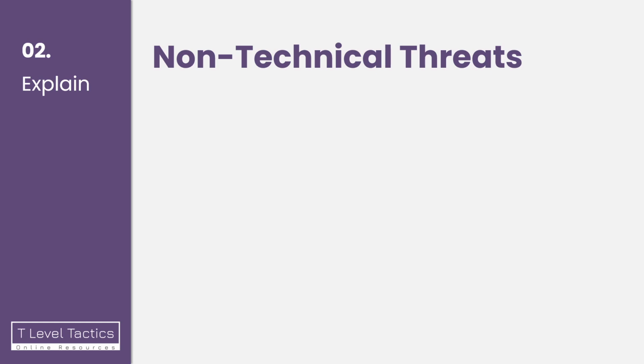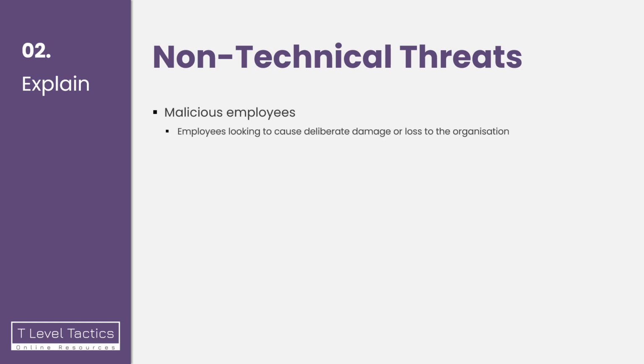Now, non-technical threats could come in the form of malicious employees, who will be people working for the organization that are looking to cause deliberate damage or loss. Perhaps they feel somewhat aggrieved by something that's happened at work and they want to try and take some revenge on their employers. It could be a natural disaster such as flooding, fire, earthquakes, tsunamis, pandemic, anything like that. And that links in with disaster recovery. You might want to go and revisit that video.